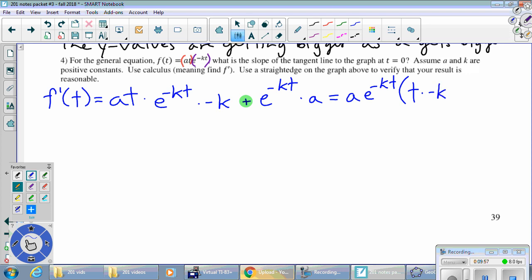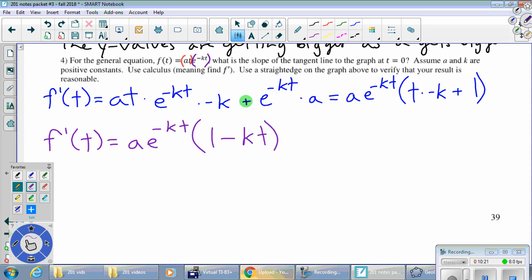And then after the plus sign, everything after the plus sign has been factored out, but you can't leave a blank there. You need a placeholder, and the placeholder, of course, is 1. And so our final version of my derivative here, f prime of t equals a e to the negative kt times, I'm going to bring that 1 first and then subtract k times t, just shuffling things around a little bit.